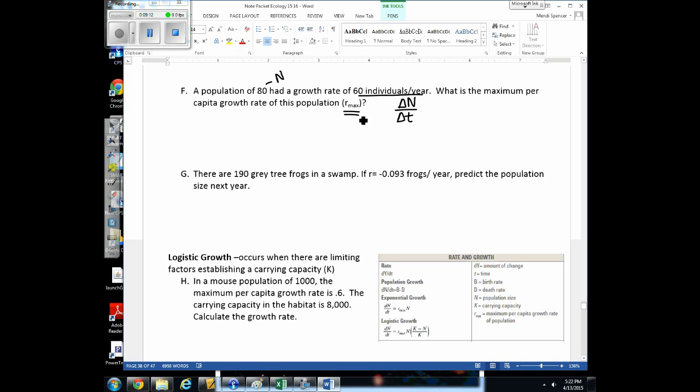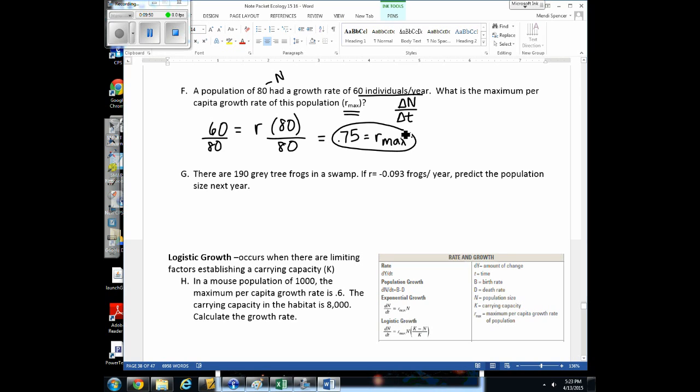In this situation, we're going to plug our numbers into that exponential growth equation. Our change in numbers is 60. We're trying to solve for R max, so I'm just going to put an R there. And they gave us N, which is 80. Then to solve for R, we just have to divide both sides by 80. 60 divided by 80 gives us 0.75. So that's the R max value.